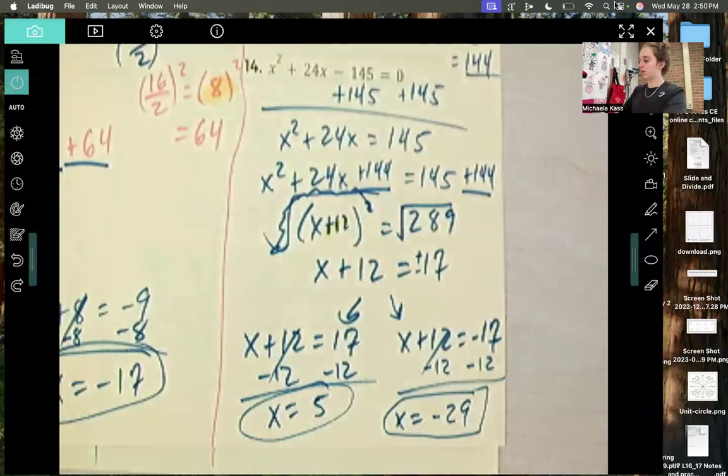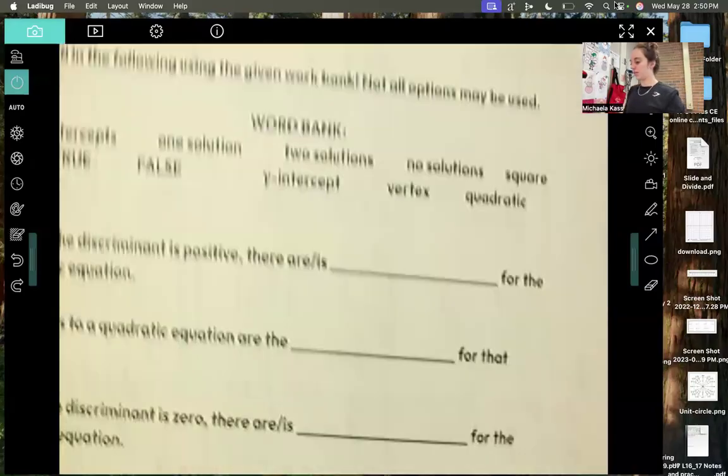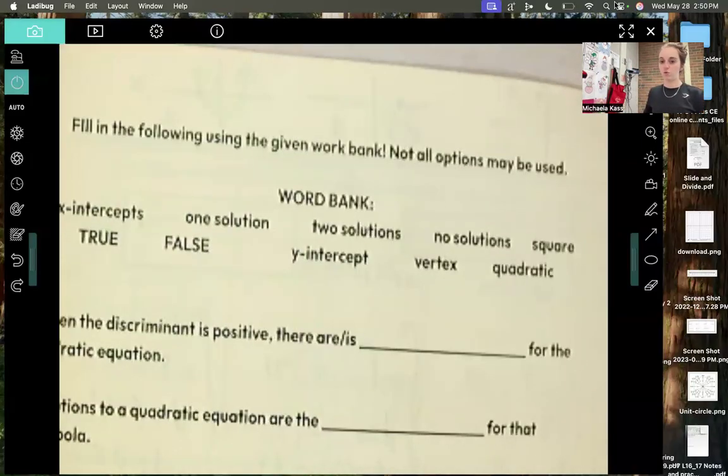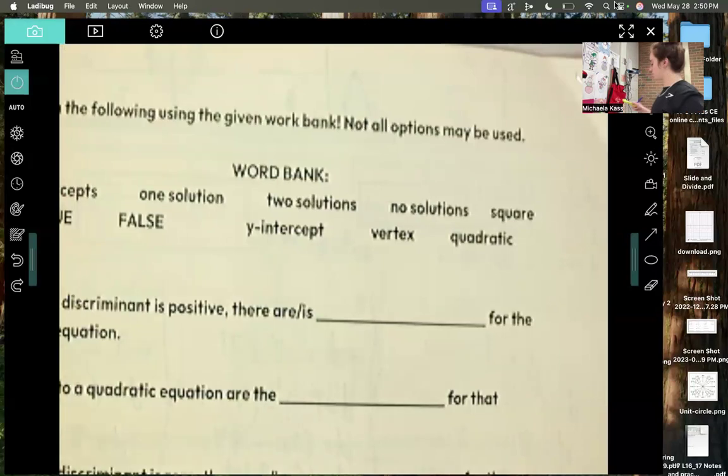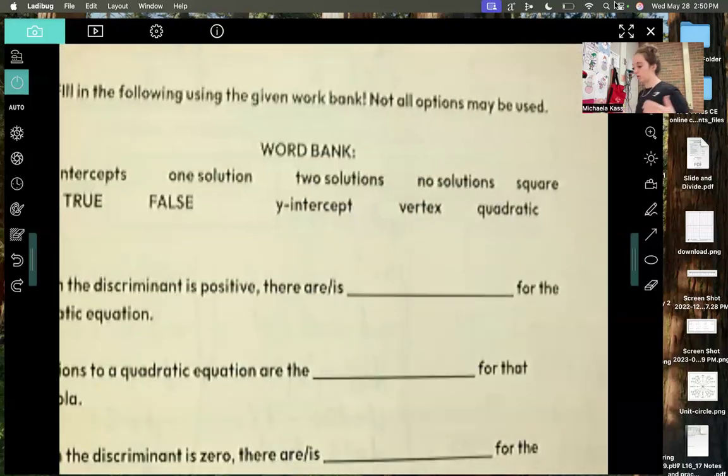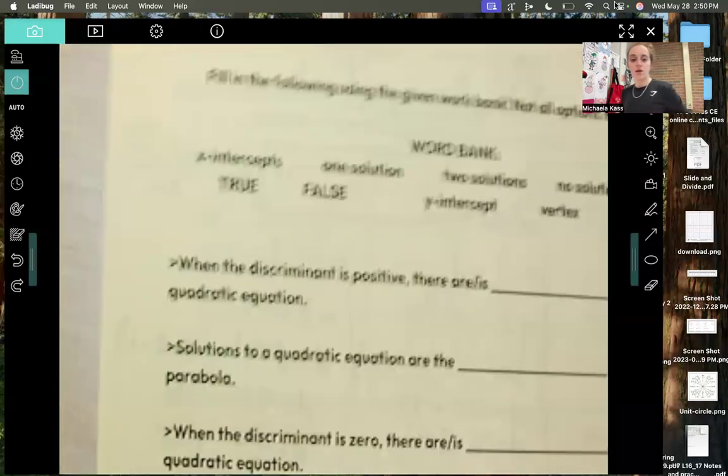Now we just have one piece left, and that is the back side, to fill in some blanks. It says fill in the following using the word bank. Not all options may be used, so we could not use some of these. Let's start with the first one.